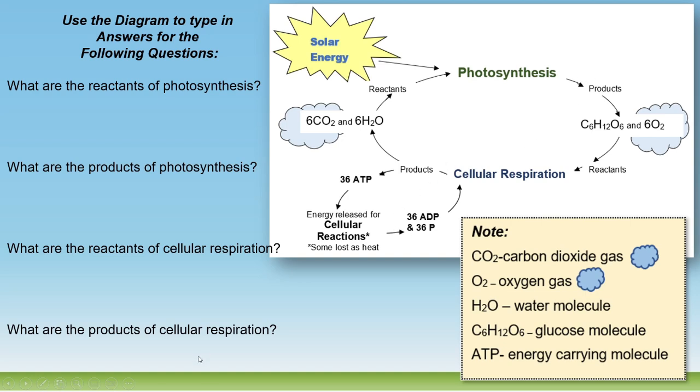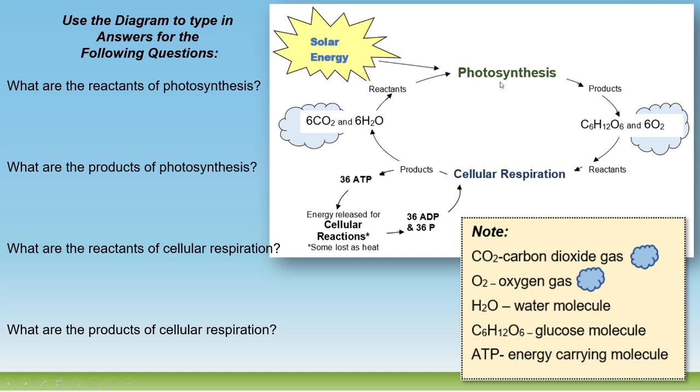Take a look at this diagram here. You've got to understand that both of these products, again, move in a cycle. We're going to use the diagram to answer the following questions. Let's analyze. Above in the diagram, question number 1: what are the reactants in photosynthesis?